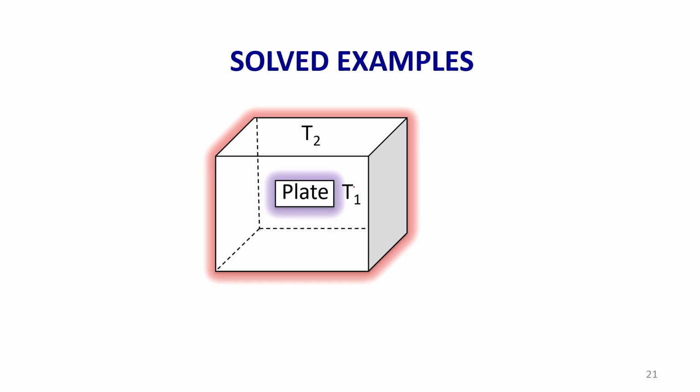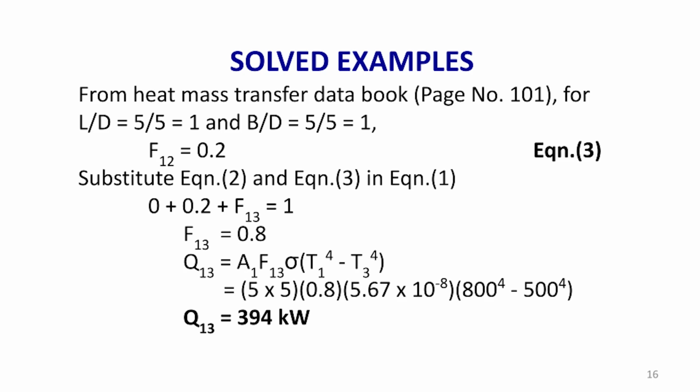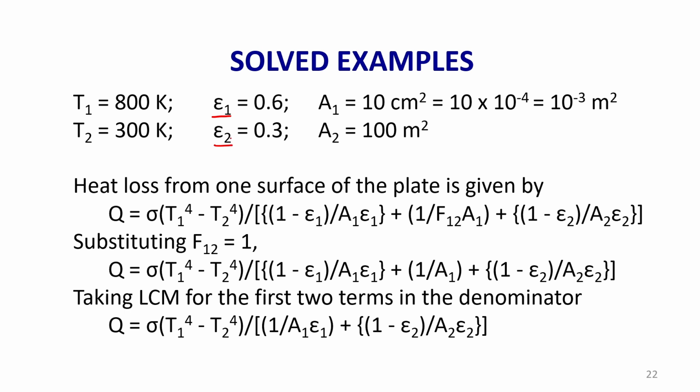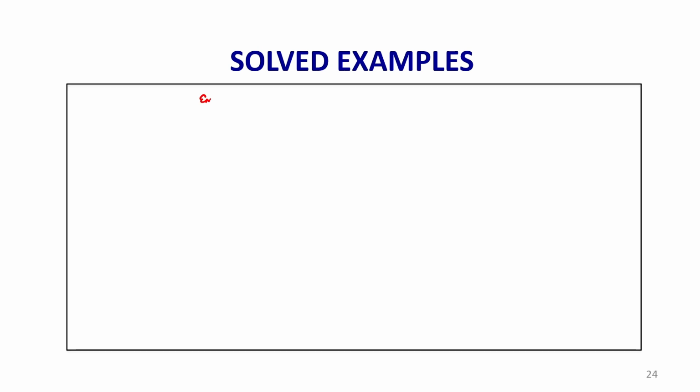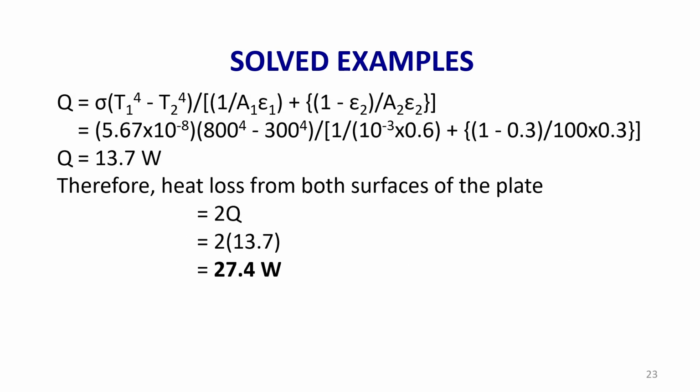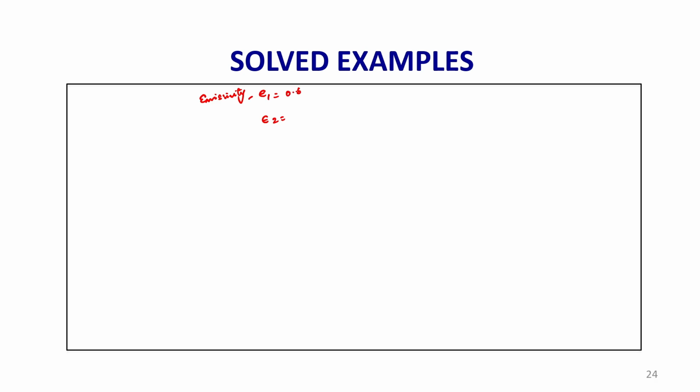Here is the plate temperature T1 and the room temperature. The symbol used for emissivity is epsilon. For room it is epsilon 1 and for the plate it is epsilon 2. They are given as 0.6 and 0.3.